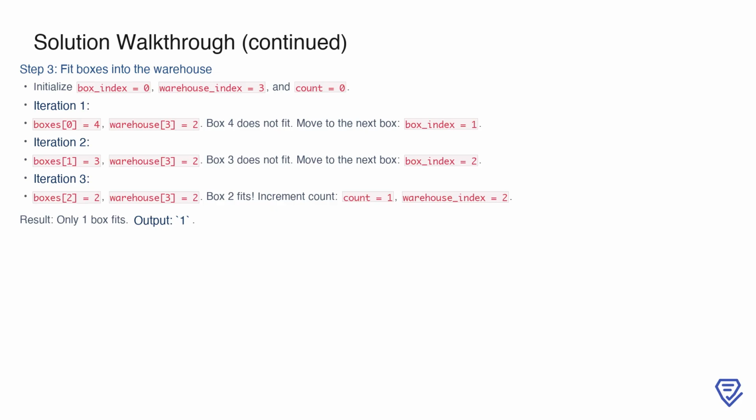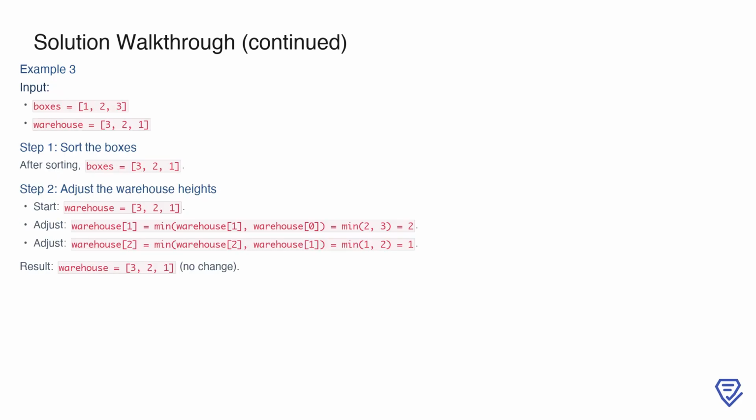We increment the count to 1 and move the warehouse index to the next position on the left, warehouse_index equals 2. With no more boxes to check, the output for this example is 1, as only one box fits. In the third example, the input consists of boxes 1, 2, 3, and a warehouse 3, 2, 1.